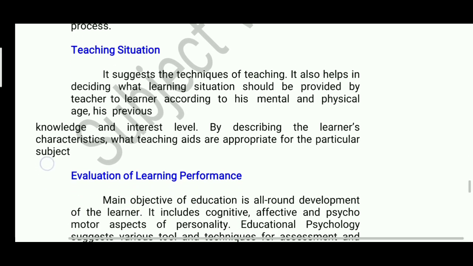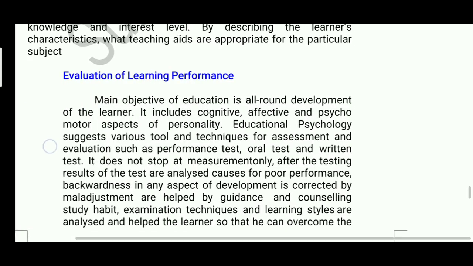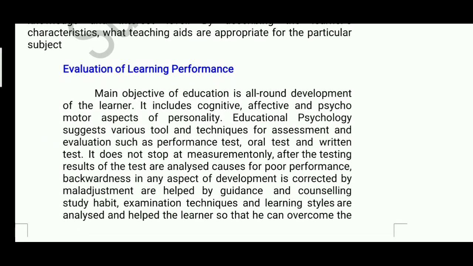Evaluation of the learning process. Main objective of education is all-round development of a learner. शिक्षा व्यक्ति का चतुर्मुखी विकास है. It includes cognitive, affective and psychomotor aspects of personality. Educational psychology suggests various tools and techniques for the assessment and evaluation of the performance test. Just like oral test, written test, it gives us different knowledgeable values. It gives us very important methods by which we can evaluate how much our children have learned.